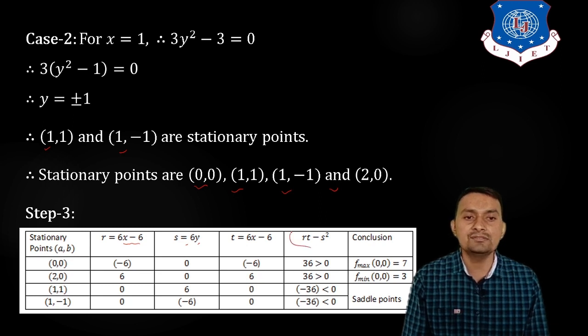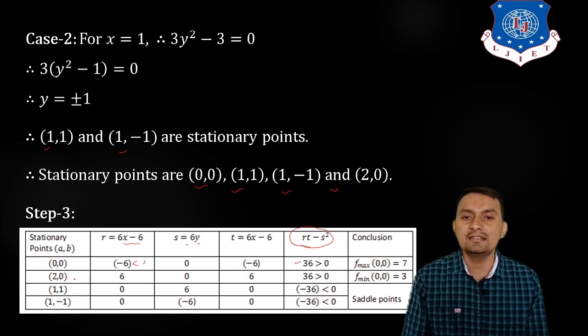But our target is to determine the sign of rt minus s squared. So r into t means we need to consider the product of these. Minus 6 into minus 6 is plus 36, minus s squared, that is 0. That means we get 36, which is positive. And whenever we get this quantity as positive and r is also negative, according to our method, the given function has a local maximum at the point (0, 0). And therefore, the maximum at (0, 0) is 7.